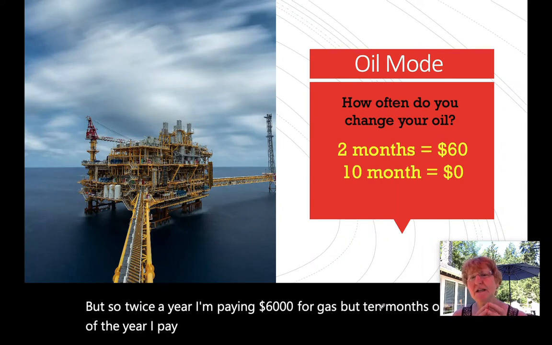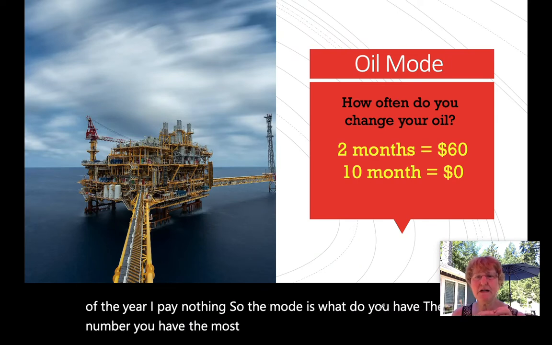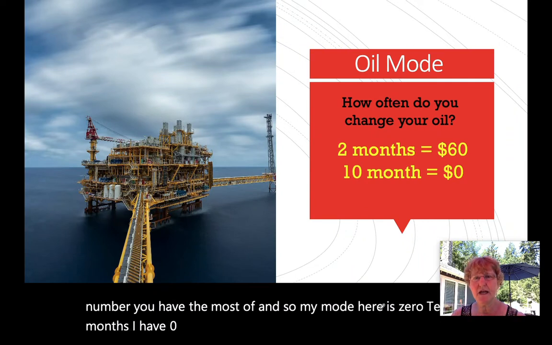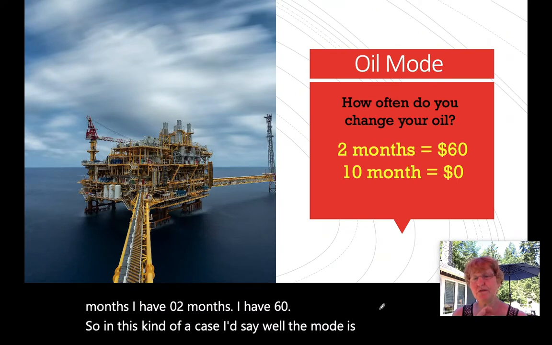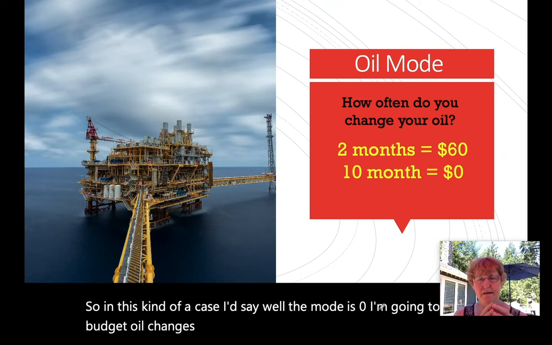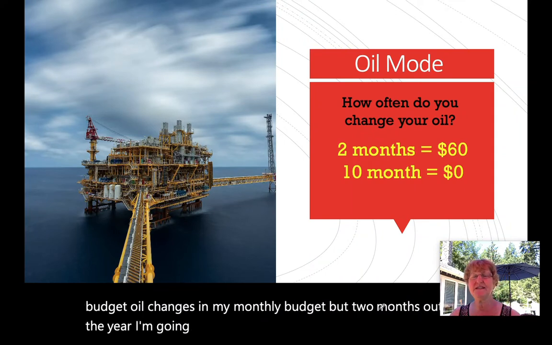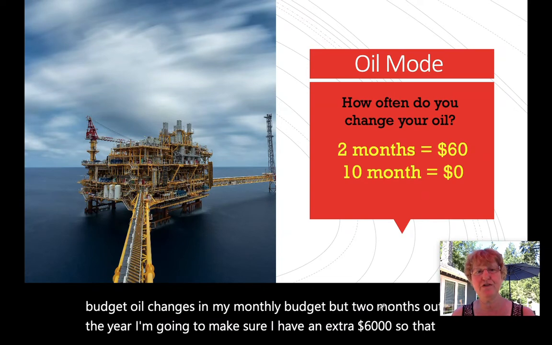So the mode is the number you have the most of. And so my mode here is 0. 10 months, I have 0. 2 months, I have 60. So in this kind of case, I'd say the mode is 0. I'm not going to budget oil changes in my monthly budget. But 2 months out of the year, I'm going to make sure I have an extra $60 so that I can pay for those oil changes.